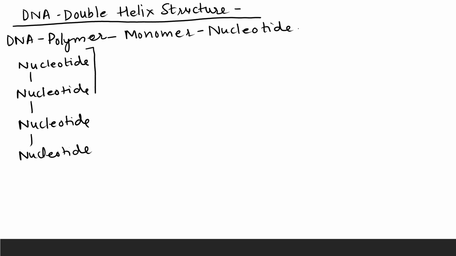Now we know the structure of one nucleotide. What is the structure of one nucleotide? In the previous video we learned about this. So this is how the structure of a nucleotide looks. This is one nucleotide. This is the second nucleotide I'm making.